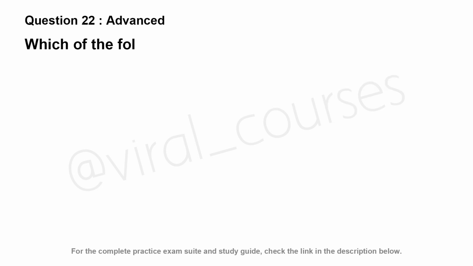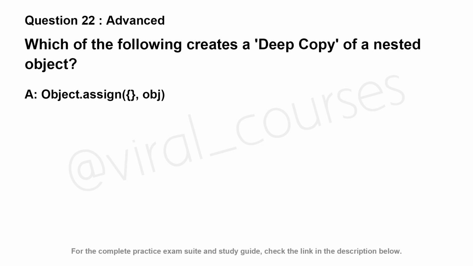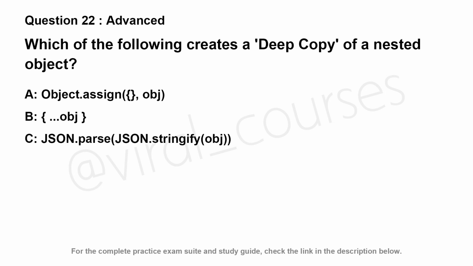Which of the following creates a deep copy of a nested object? Option A. Object.assign({}, obj). Option B. obj. Option C. JSON.parse(JSON.stringify(obj)). Option D. obj.slice().